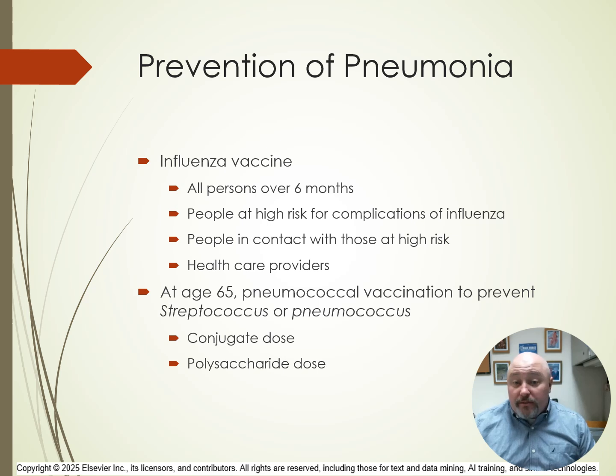When dealing with prevention, look at things like the influenza vaccine. It is recommended for all persons over 6 months, and especially for people at high risk of complications from the flu, people in contact with those at high risk, and especially healthcare providers. At the age of 65, the pneumococcal vaccine is also recommended to prevent streptococcal or pneumococcus.